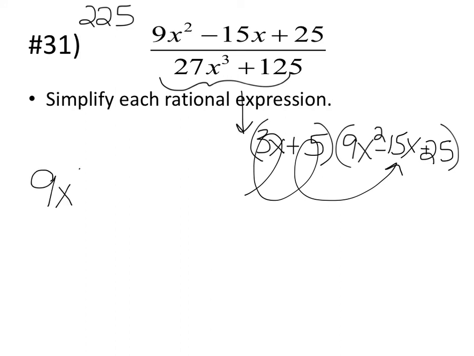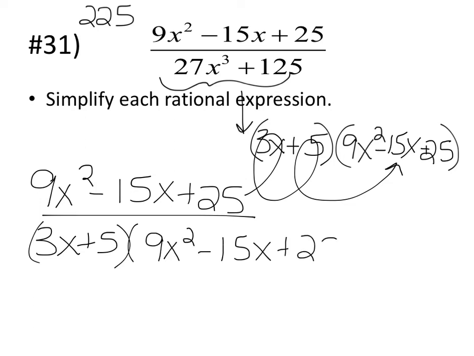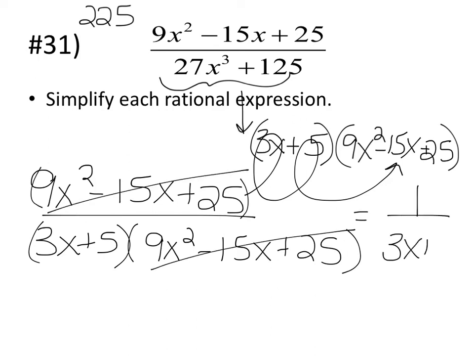So we're going to leave our numerator the same. And our denominator is going to be 3x plus 5 times 9x squared minus 15x plus 25, which will cancel our numerator, leaving behind 1 over 3x plus 5. A common mistake is to move the 3x plus 5 up into the numerator, but you don't want to do that. You want to go ahead and leave it down in the denominator and just put a 1 in the numerator. So that is your final answer, and you guys are done.